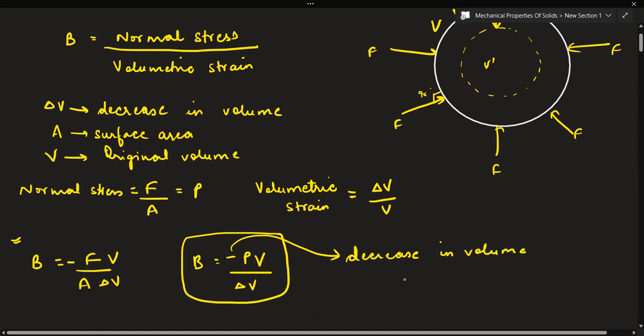And just to compare all the three states of matter that we have, remember that bulk modulus for solids is greater than bulk modulus for liquids. And the bulk modulus for gases is the least.